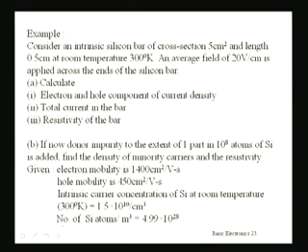Now the given data to you are: electron mobility is given as 1400 centimeter square per volt second, hole mobility is 450 centimeter square per volt second, intrinsic carrier concentration of silicon at room temperature 300 degree Kelvin is given as 1.5 into 10 to the power 10 per centimeter cube, and number of silicon atoms per meter cube is 4.99 into 10 to the power 28. This last data will be required for part B of the problem.